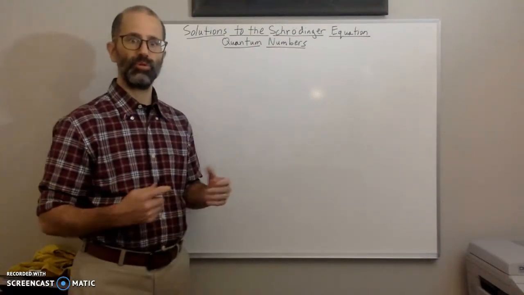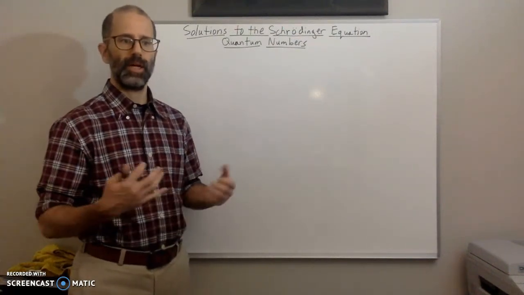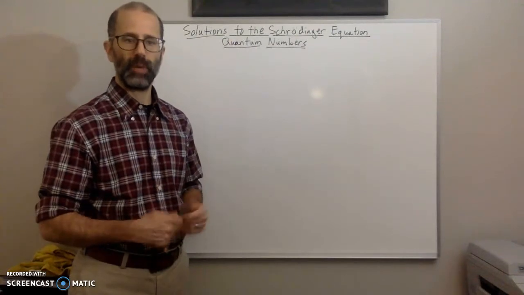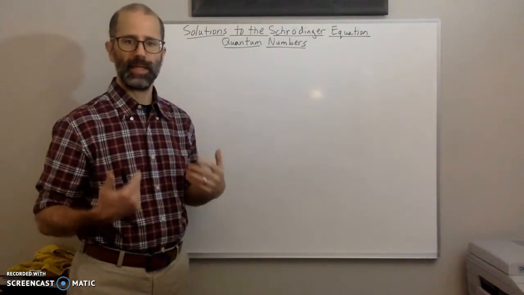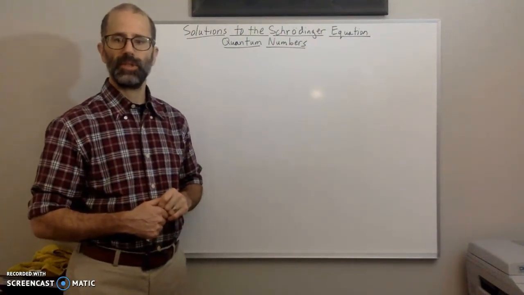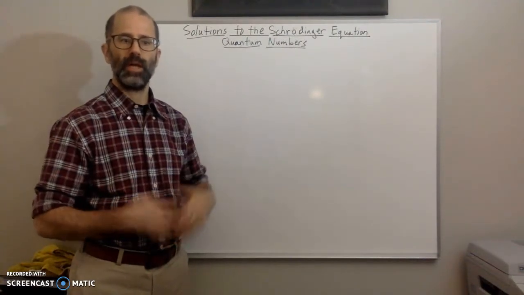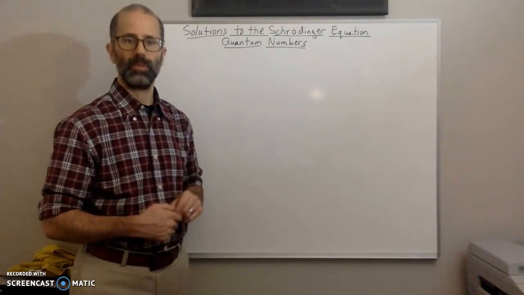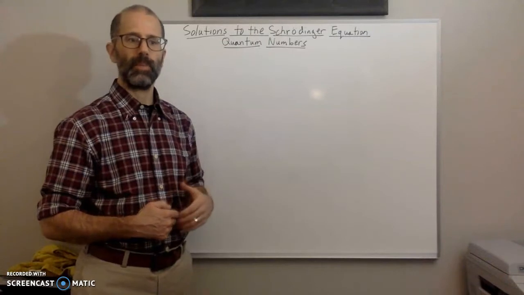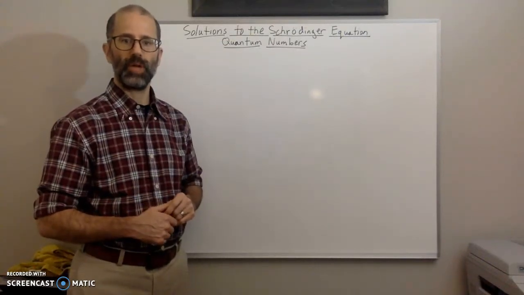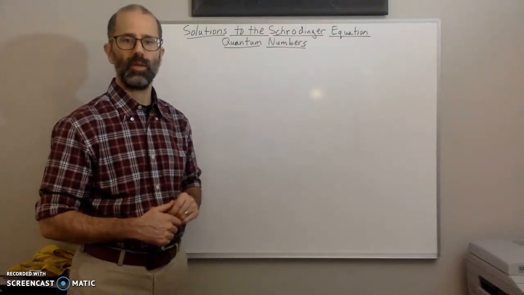The wave function is a very complicated mathematical equation itself, or a function. I'm not going to get into that, except just to say that out of these wave functions fall out these numbers called quantum numbers. These quantum numbers have some meaning with regard to the electrons in the atom, as well as the orbital of the atom.